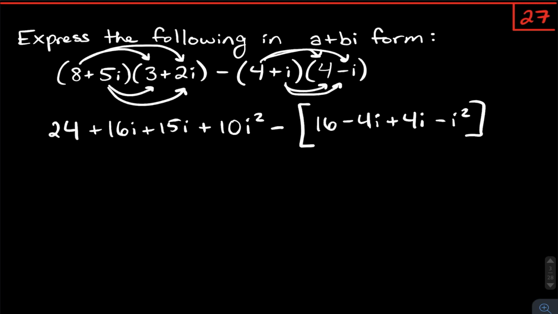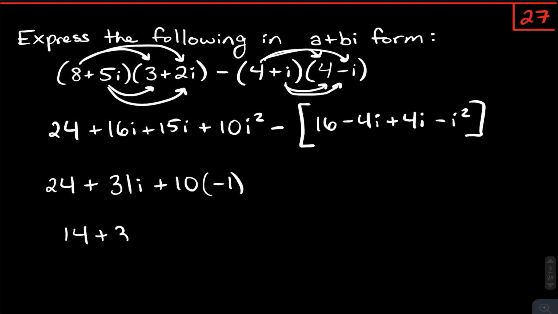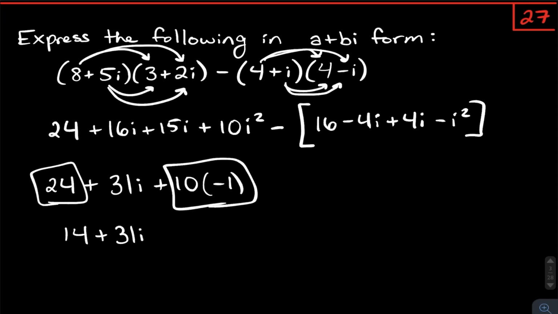Okay, now let's do just a little bit of simplifying, right? Let's simplify this piece and let's simplify this piece. When we simplify the first piece, we get 24 plus 31i, right? That's what this ends up being. And then we get plus 10i squared. But i squared, we know, is negative 1. And so really we can write this as 14 plus 31i. Now if you're like, hold up, where did that come from? Well, this piece is negative 10. And so you just do 24 minus 10, that gives you 14.